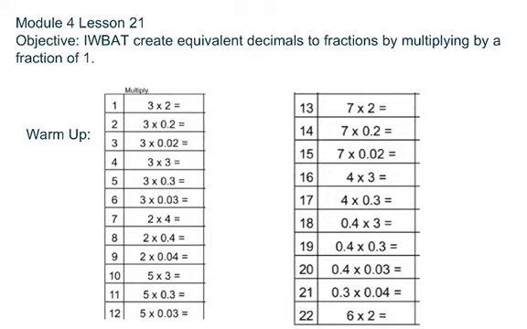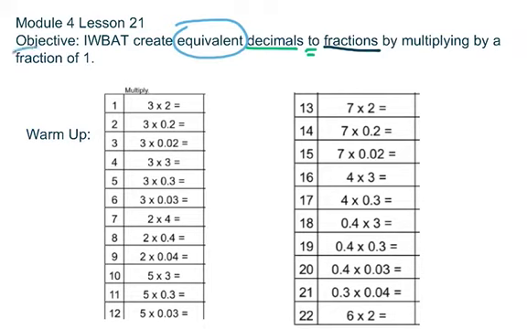So we are creating equivalence. We're going to look at this idea of equivalence, and we are going to create equivalence between decimals. So I'll start with decimals in green, and that will be equal to some sort of fraction, which I shall put in dark blue. So decimals to fractions. And then we're going to do this by multiplying by a fraction of 1.